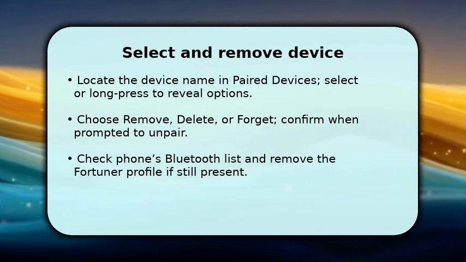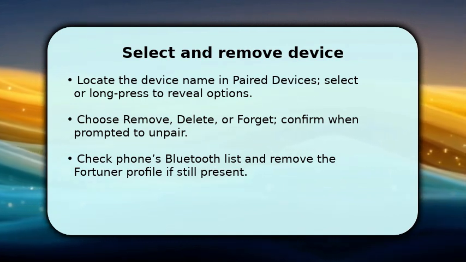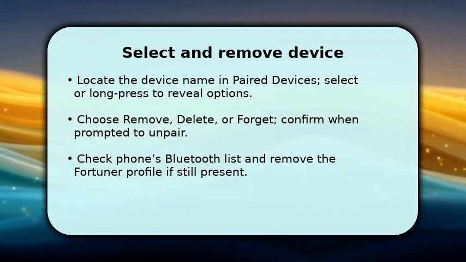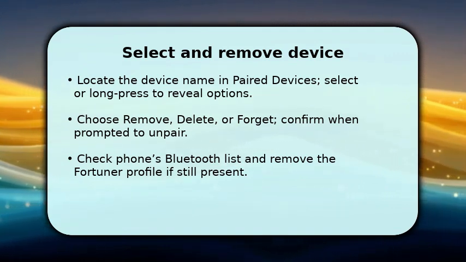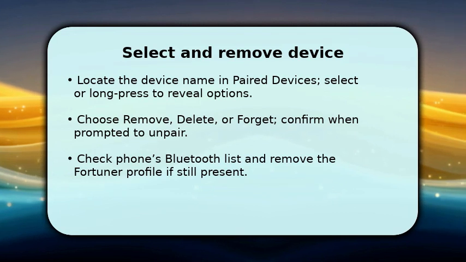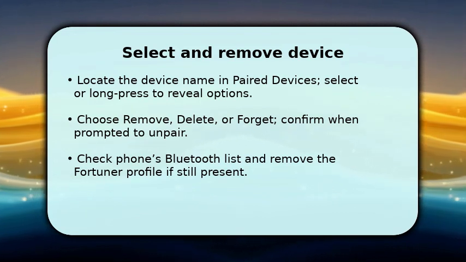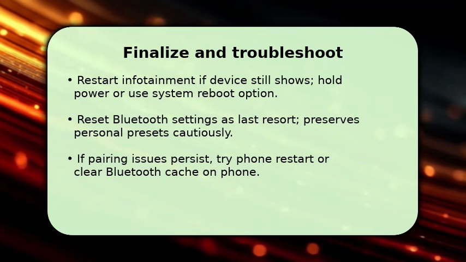Make sure to also open your phone's Bluetooth settings and delete the Fortuner profile to fully clear the bond. This two-sided removal prevents automatic repairing when both are in range later. Finish by confirming the device is gone from both the Fortuner and the phone.